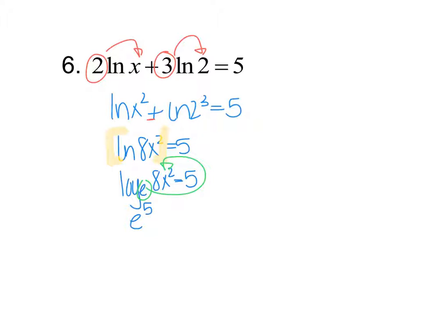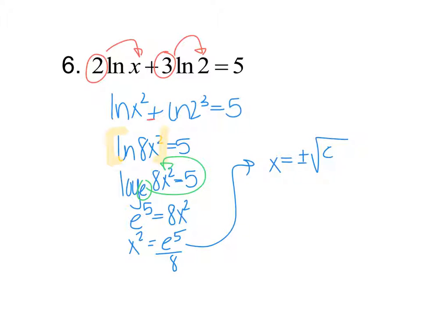So I get e to the 5th equals 8x squared. Divide by 8. What do you have to remember with square roots? Plus or minus. So x equals plus or minus the square root of e to the 5th over 8.